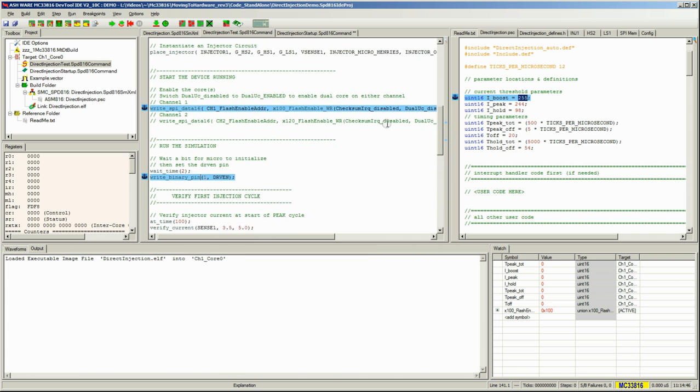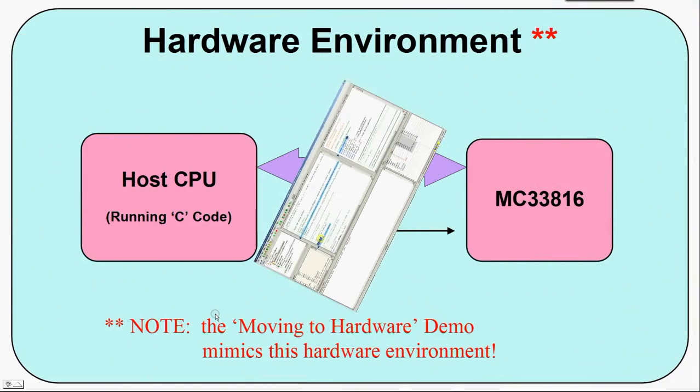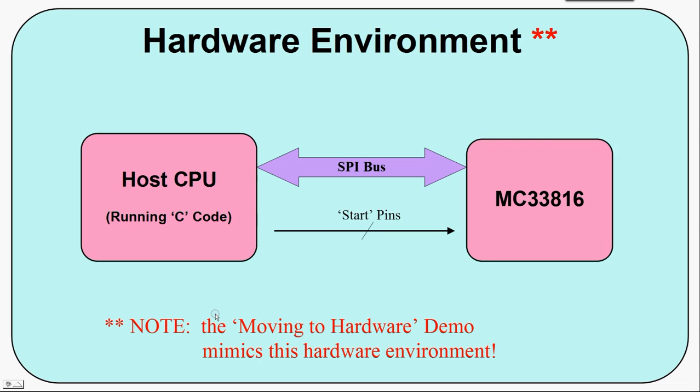It consists of a series of script commands. This script command writes the MC33816's flash enable register, which causes the MC33816's core to begin executing code. This script command wiggles the drive enable pin. Timing script commands such as wait time control when these script commands execute. Okay, that is it for the standalone simulation environment. Let's move to the target hardware environment, which is mimicked in the CPU MC33816 co-simulation environment.